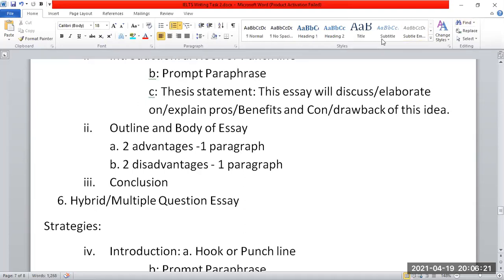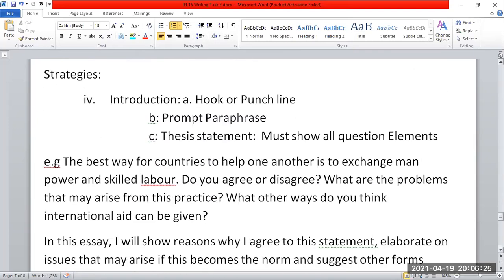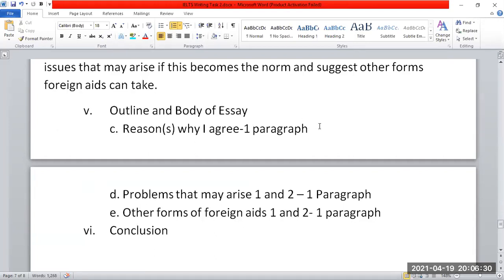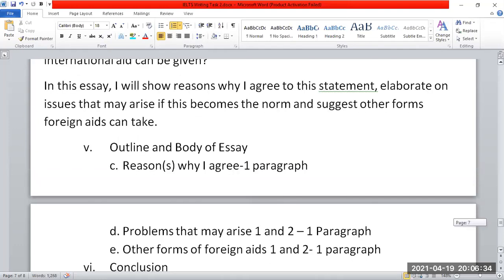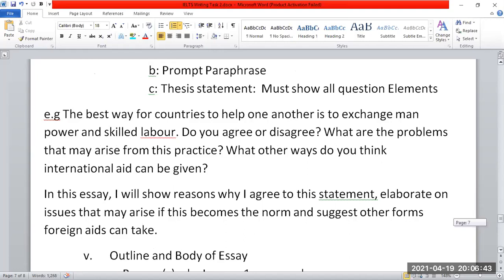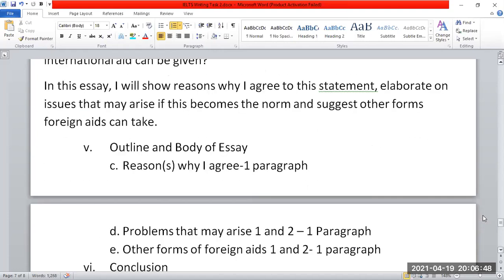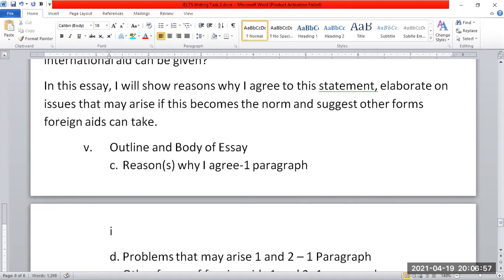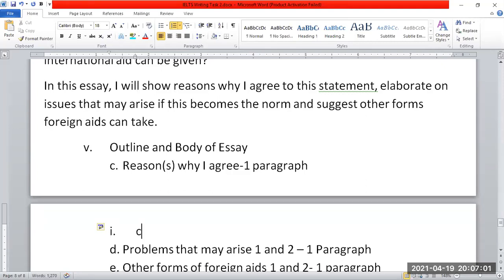However, let's also understand that here, almost the same thing applies. So let's see reasons why people say the best way for countries to help one another is to exchange manpower and skilled labor. Okay, so let's look at reason number 1. It would be that countries do not have the same capacity for training.